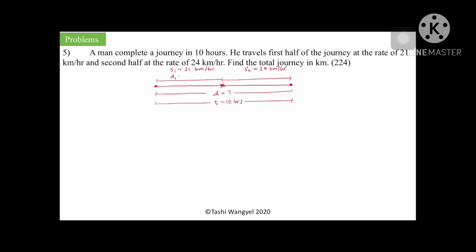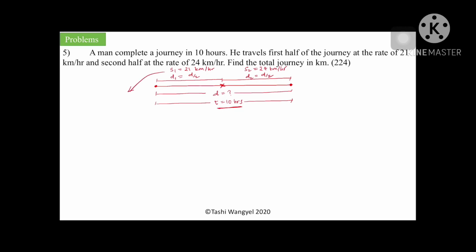We know that t1 is the time for the first half, so the distance is the total distance divided by 2. Similarly t2 is the time for the second half, again d by 2. The total journey time is 10 hours, so the first half time t1 and second half time t2 added should give 10 hours.